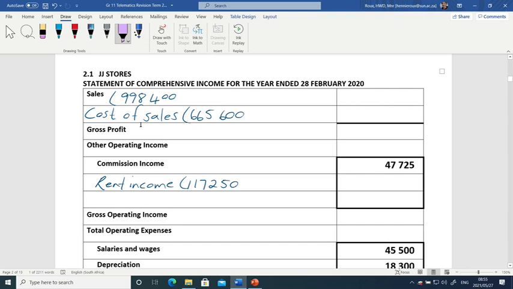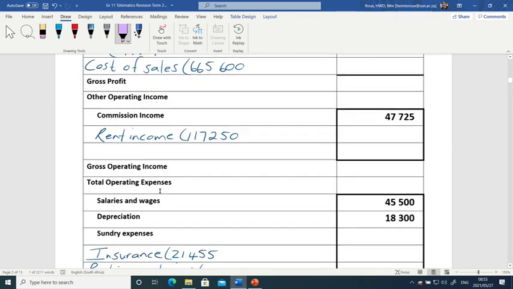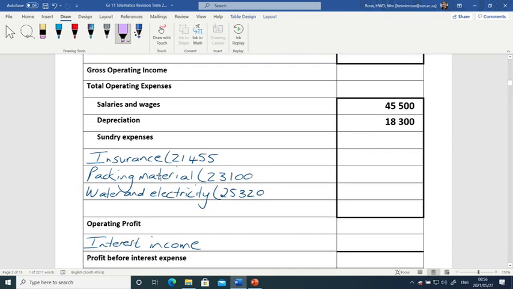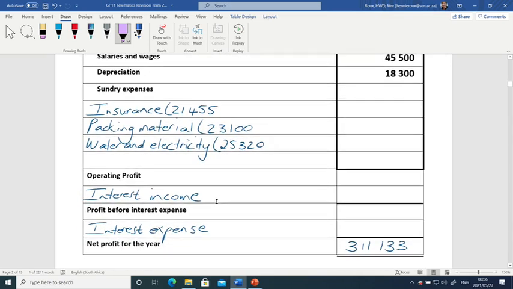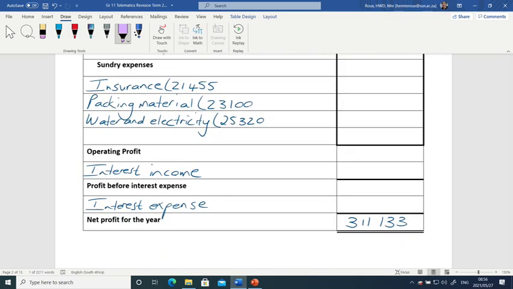You complete the format. Where there are open spaces, you know it must be cost of sales, so you copy cost of sales. Commission income was given. The other income that was given was rent income, and then insurance, packing material, water and electricity with the amounts given. And interest income, they actually gave you 8,100 there. So that's already given on the pre-adjustment trial balance. And you fill in the net profit. Now you start. So that's step one.